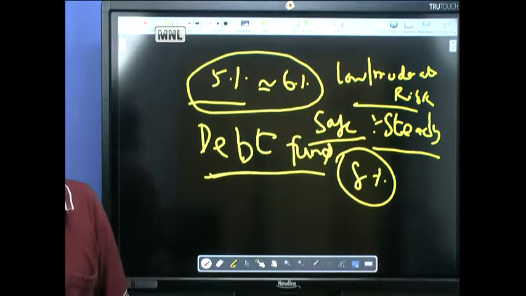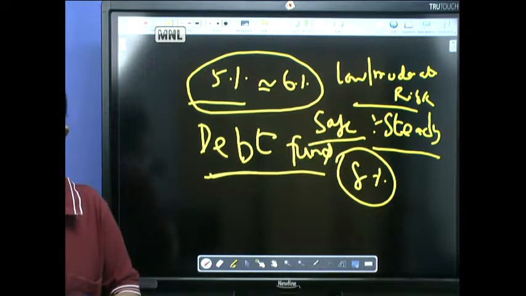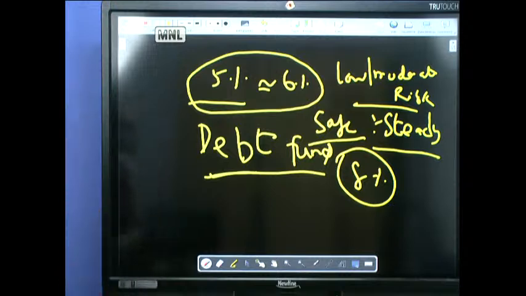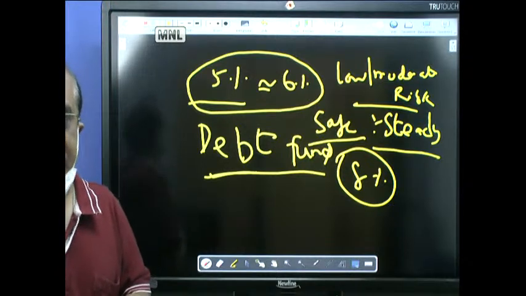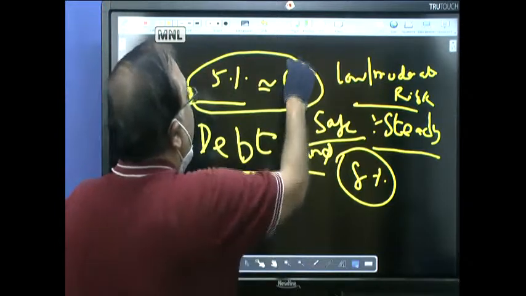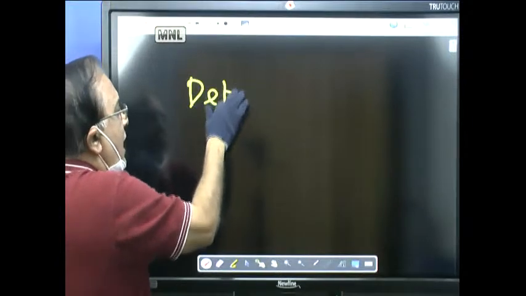When you say low risk, there may be some fluctuation in unit prices on a daily or fortnightly basis, but over a period of time you should get a decent return of around 7 to 8%, or slightly better than FD. So in this case, you go for a debt fund, and within debt funds you will have many different categories.